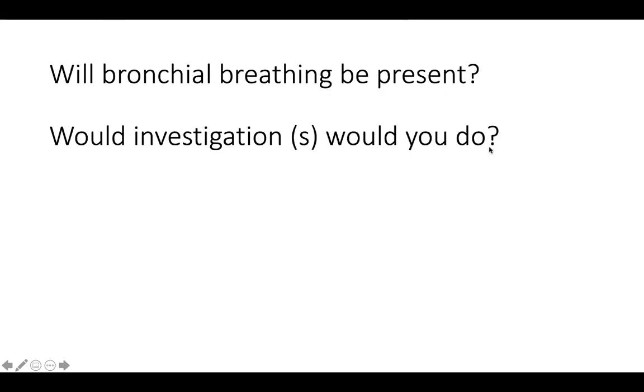Great. Okay, so we talked about bronchial breathing, and I said that bronchial breathing you often get with consolidation, but be a bit careful, because sometimes if you've got a pleural effusion, at the level of the effusion you can get a bit of bronchial breathing. I don't think in SBAs they would put it in, but in real life, if you hear a bit of bronchial breathing at that level line, don't be put off, it could still be a pleural effusion.